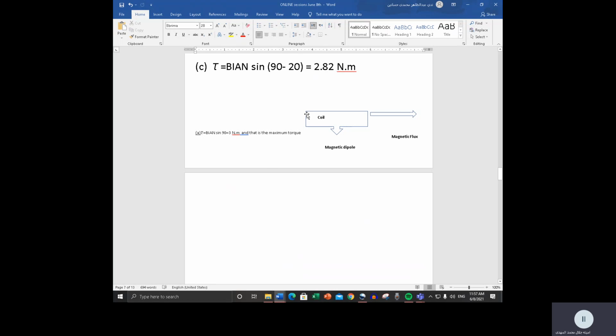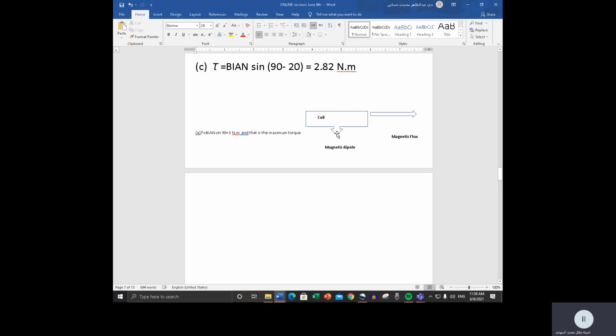He said here that I have a coil, all right? And this coil, as we know, has a magnetic dipole. And we know magnetic dipole is always perpendicular to the plane of the coil. Now, do not be confused between the magnetic dipole and the plane of the coil. The plane of the coil is this part, all right? The magnetic dipole is perpendicular to it.